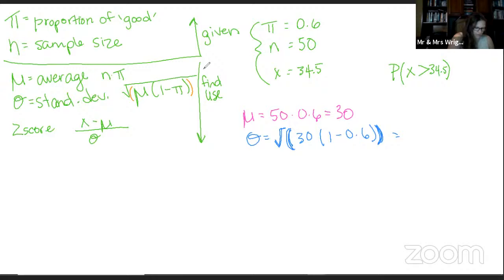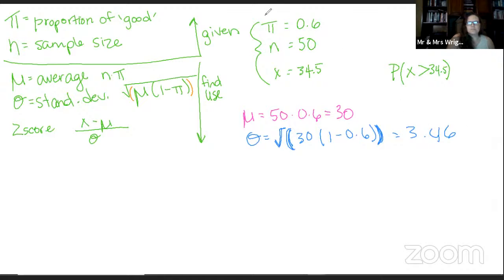Radical, parentheses, 30 times parentheses 1 minus 0.6 close parentheses, twice, and 30 times. Now, in the Life of Fred, everything that they do for this statistics is going to round to the nearest hundredth place. So in this case, we got 3.464. That second 4 tells me to round down to just 3.46. So the standard deviation is 3.46.